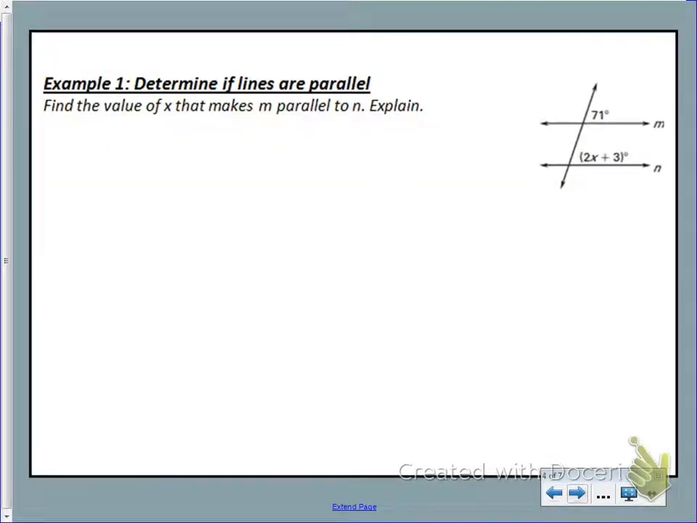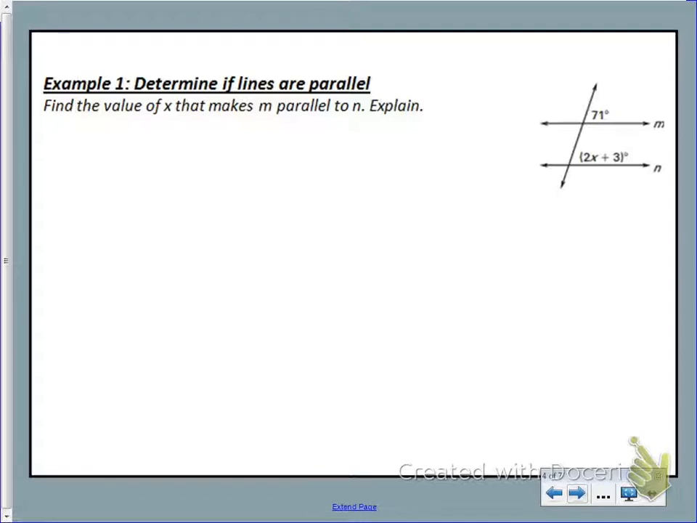All right, example 1 says to determine if the lines are parallel. Find the value of x that makes m parallel to n. Explain. So at this point, we do not know m and n are parallel. In fact, there's only one particular value of x that will result in these two lines being parallel. We need to find that.